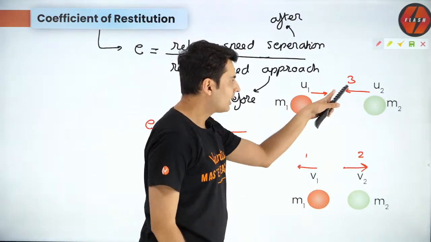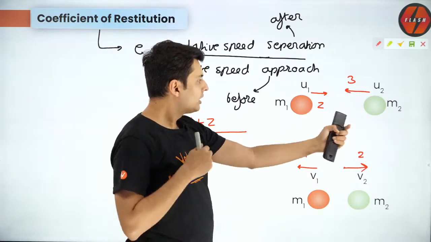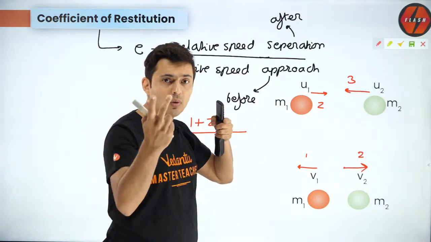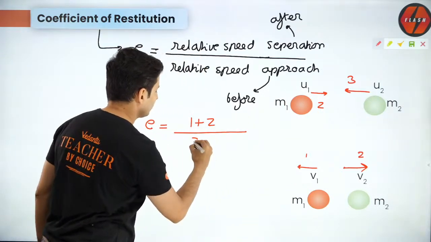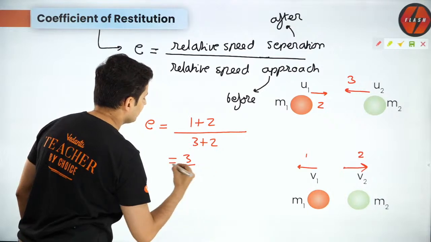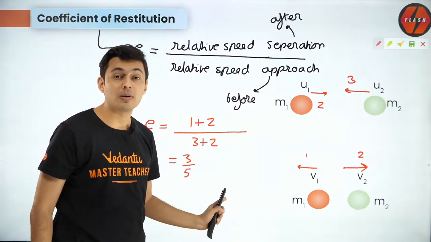And here what happens is before, that is there in the denominator, if you sit on M1 and look at M2, it will come closer towards you. With what speed? 3 plus 2. Think about it. Again adds. So 3 by 5 is the value. Is that clear? So that's the coefficient of restitution in this problem.